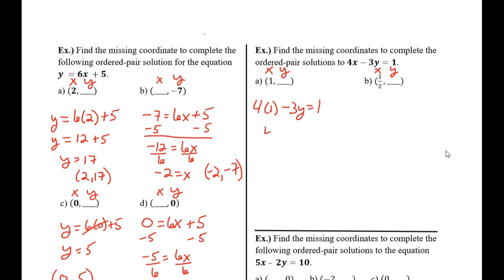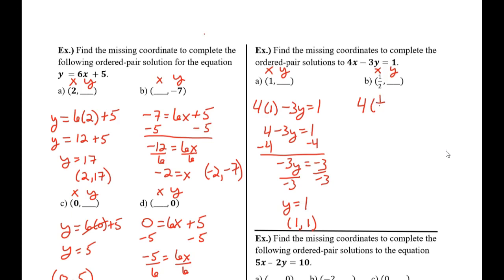So 4 times 1 is 4. I need to get the y alone, so I have to get rid of this 4. It's a positive 4. I will subtract it from both sides of the equation. And now undo this multiplication with division. Y ends up being +1. The ordered pair would be 1, 1, because x was 1, and when we solved, we got y was 1 as well.